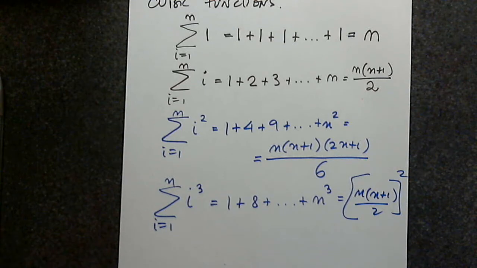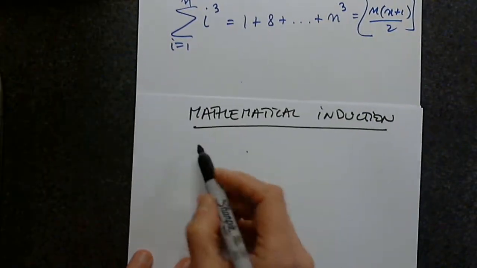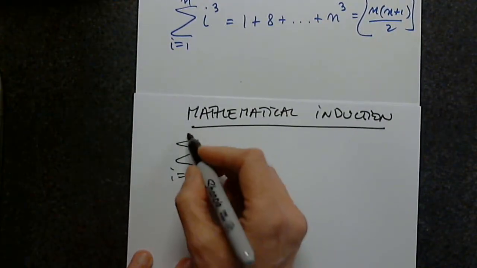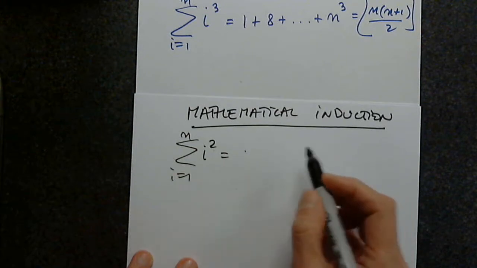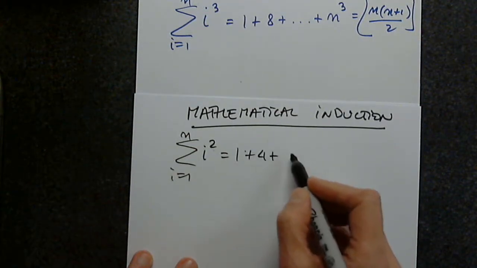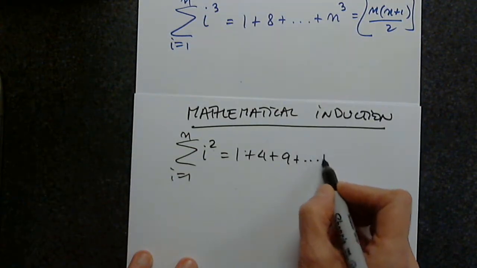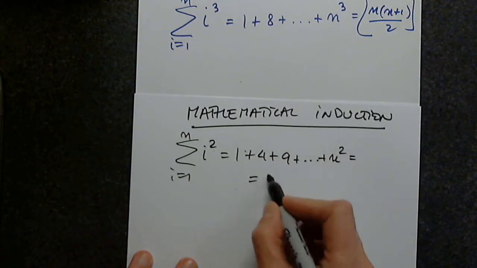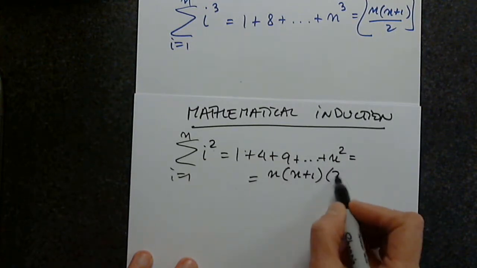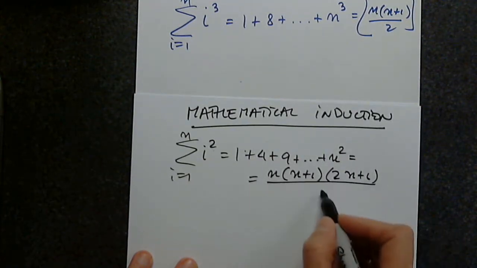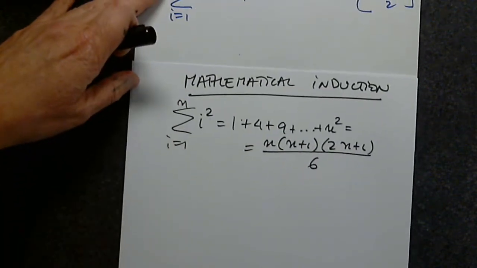So we want to prove that the sum of i squared equals this. We want to show that the sum from i equals 1 through n of i squared, which is 1 plus 4 plus 9 plus dot dot dot plus n squared, is n times (n plus 1) times (2n plus 1) divided by 6. Ready?